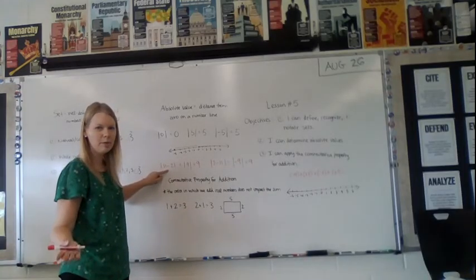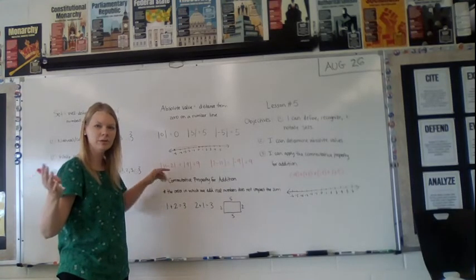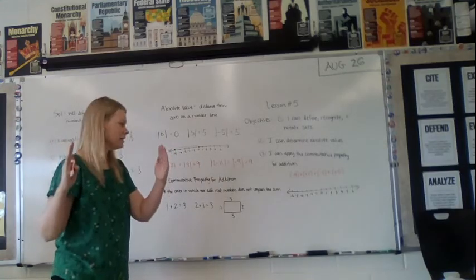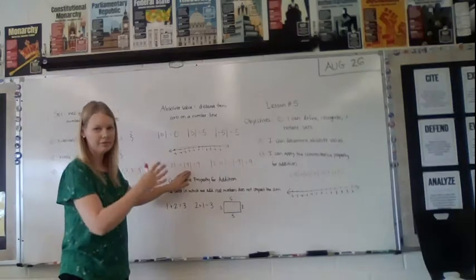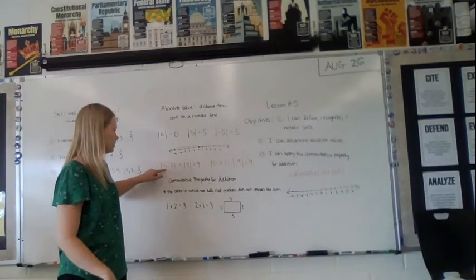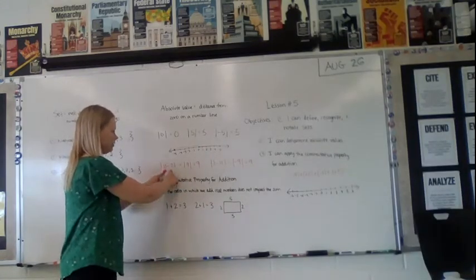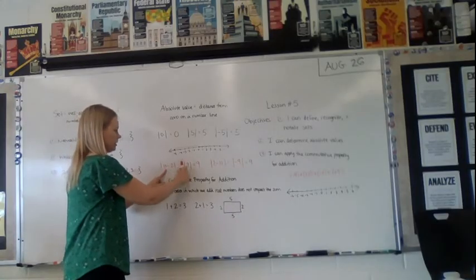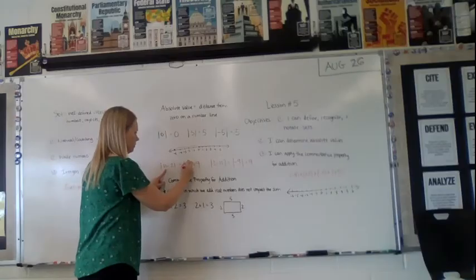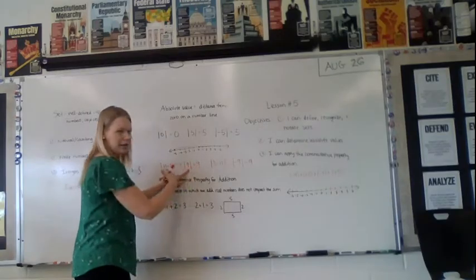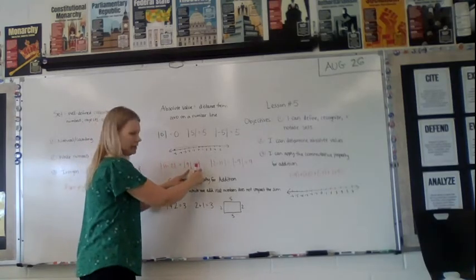So whenever we see a problem like this, we're going to want to first solve what is within the absolute value symbols, and then finish from there. So we're going to first do just what's inside. 11 minus 2 equals 9. And we're going to write that this is equal to the absolute value of 9. And now the absolute value of 9 is equal to 9.